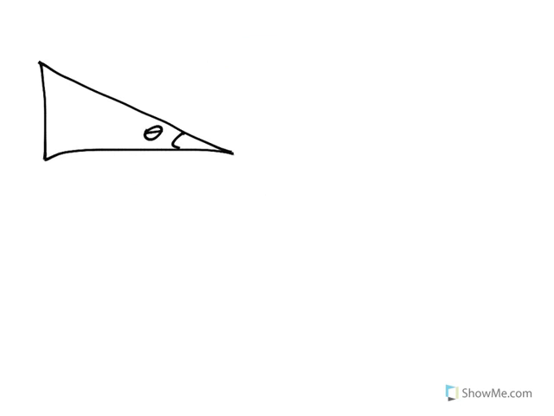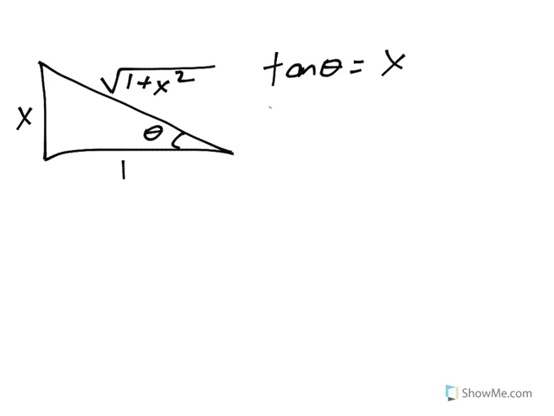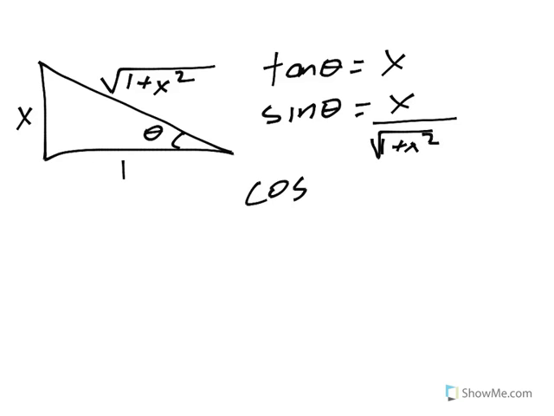So here's theta, here's what we've got. And so, for example, we already started with tangent theta, opposite over adjacent, but we could get sine theta, and that's opposite over hypotenuse. Or we could get cosine theta, and that's adjacent over hypotenuse. And yes, I'm not rationalizing these, I'm just getting an expression for them.